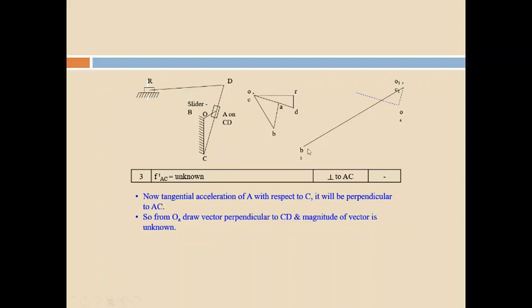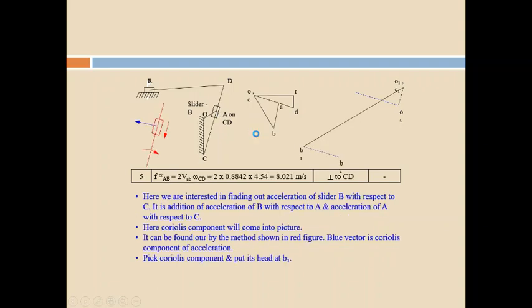So first we will draw the Coriolis component. Coriolis component will be in the perpendicular direction. See, since it is sliding, also it is rotating, so I have to draw the Coriolis component. Since it is rotating in the downward direction, draw it in the downward direction. B, B1, B. After drawing it, you have to draw the radial component.